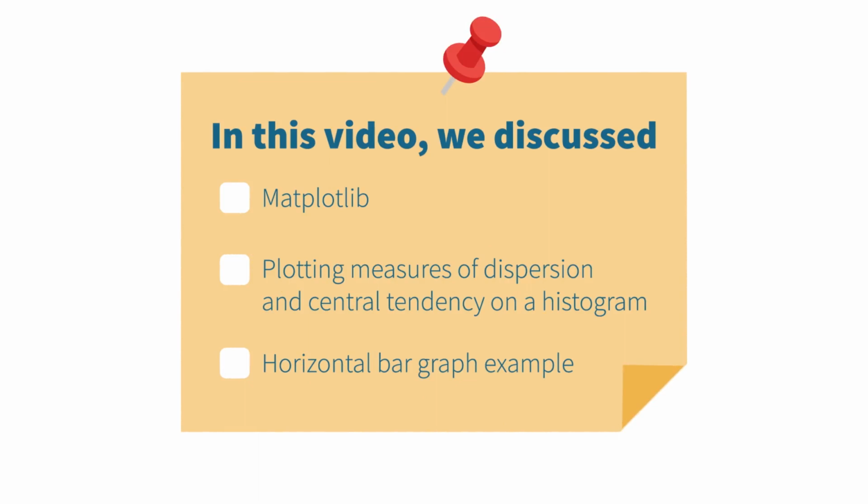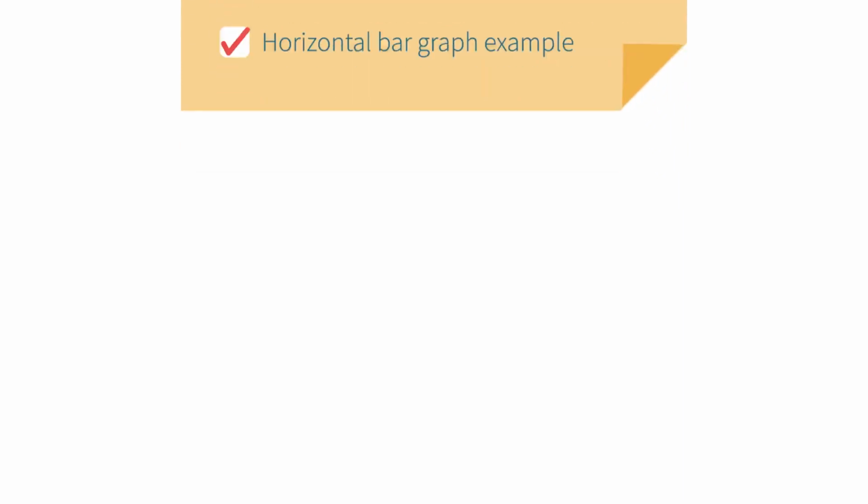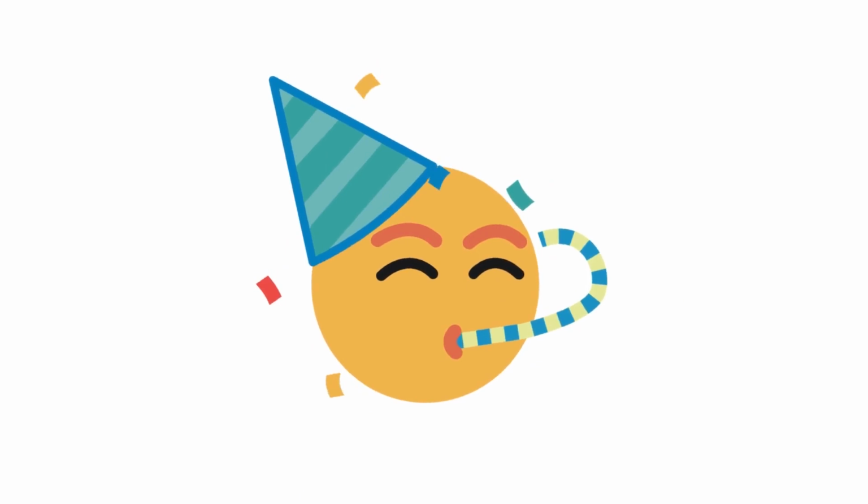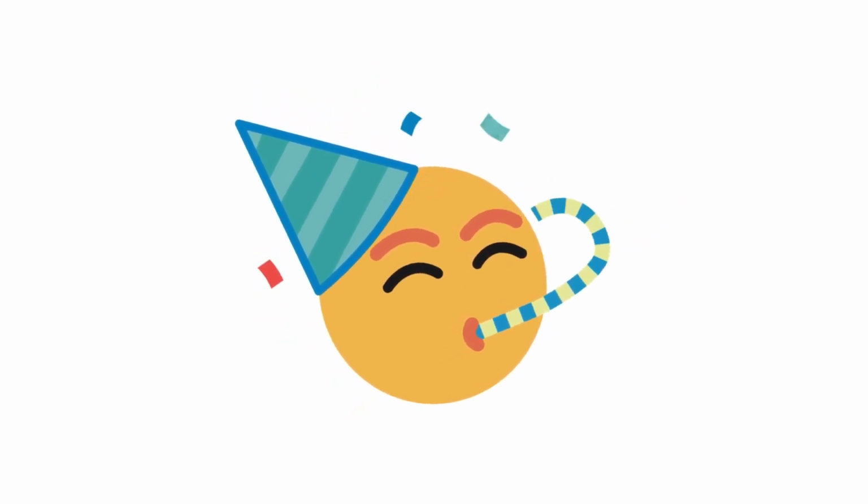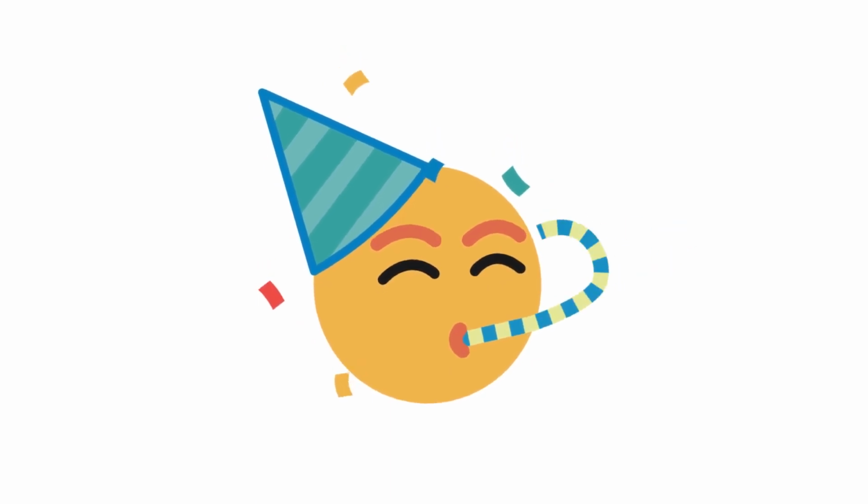In this video, we were introduced to Matplotlib. We learned how to plot the measures of dispersion and central tendency on a histogram. We also created a horizontal bar graph to compare the population of the countries in Southeast Asia. The course is almost complete. Continue working on your Python skills with the exercises and coding challenge after this video.